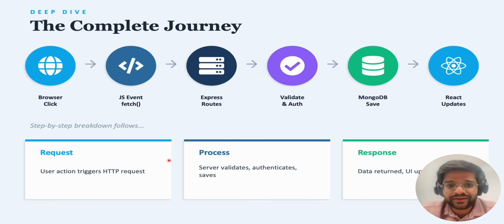You can think of it as a process divided into three phases: the request phase where the user action triggers an HTTP request, the process phase where the server validates and authenticates it and then saves the data, and then the response phase where the data comes back and the UI updates instantly. I'm going to break down each step into details so you can understand. But let's just say a user is on a website and they enter a detail or click on a button, all of these events are going to take place until it reaches back to the user and the UI updates.